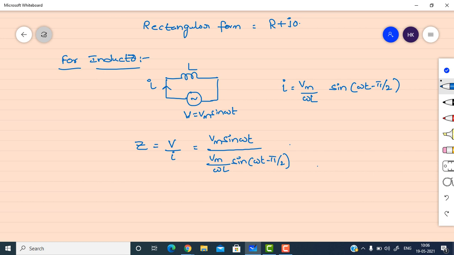See, in the previous case we cancelled out that Vm sin omega t, but now we can't cancel this sin omega t here and sin omega t minus pi by 2, and this Vm we can get cancelled or leave it like this. We are performing what? Division or multiplication here. Voltage by current means we are performing division, and these are alternating quantities. So whenever you are performing division on the alternating quantities, which form you have to take, polar form or rectangular form?